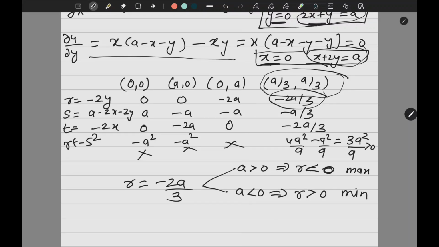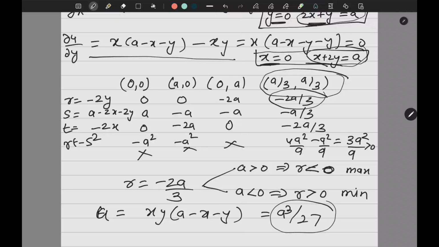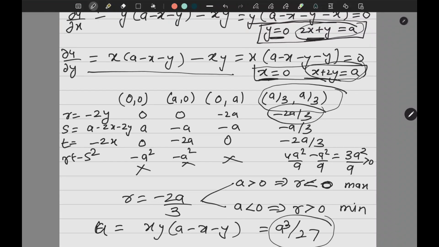Now, I am very clear that (A by 3, A by 3) is giving me the extreme value. So, you write down your function U is equal to xyA minus x minus y, and put x is equal to A by 3 and y is equal to A by 3. So, you will get A cube by 27, which is the extreme value depending upon whether A is positive or negative. Understood? So, this is another category where a variable is there.